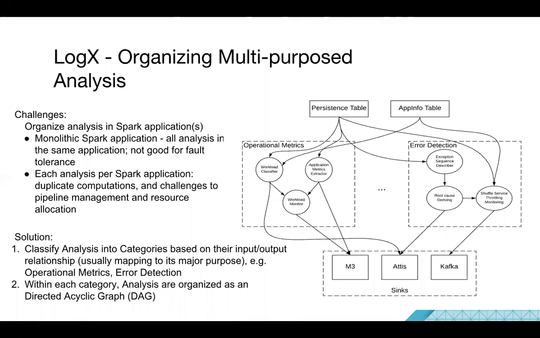And within each category, we organize these analyses as a directed acyclic graph. For example, in error detection, we have an exception sequence detector, which essentially collects all the exceptions. And then the output of this module will be served to the root cause deriving module to apply some rules based on this collected data to derive the root cause of the failure of applications. And similar to root cause deriving is shuffle service throttling detection.